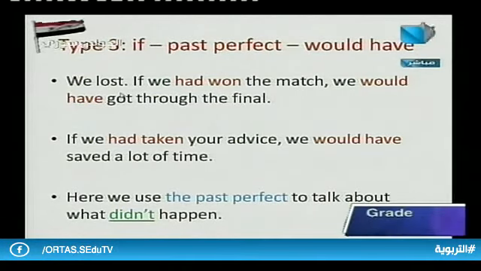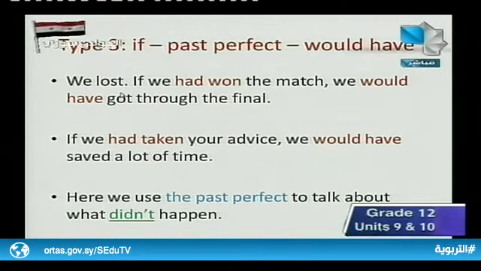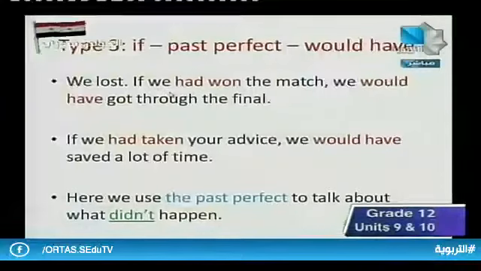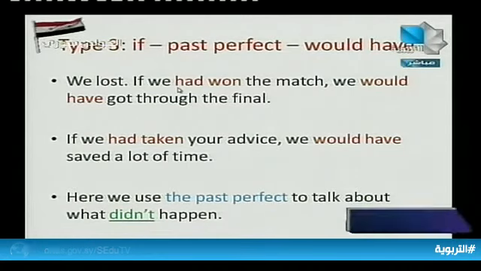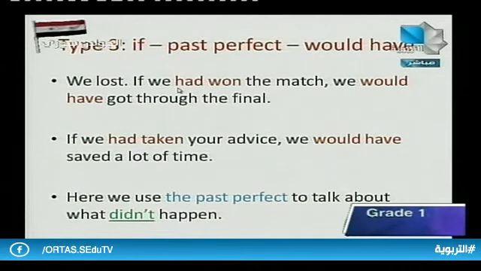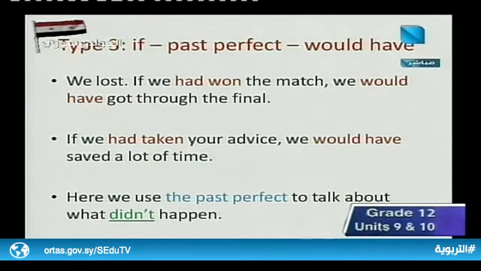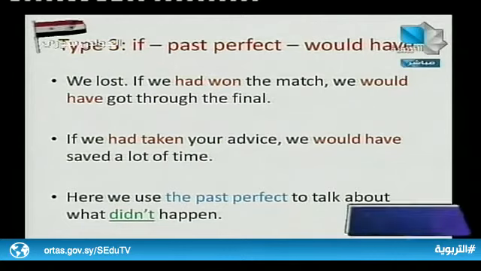We lost. The game is over. You lost the game. What would they say? If we had won the match, we would have got through to the final. Well, we lost. We can't go back in time. So this case is called impossible because we are imagining something about the past that will never happen, which again is not true because we lost. But we are imagining the opposite.